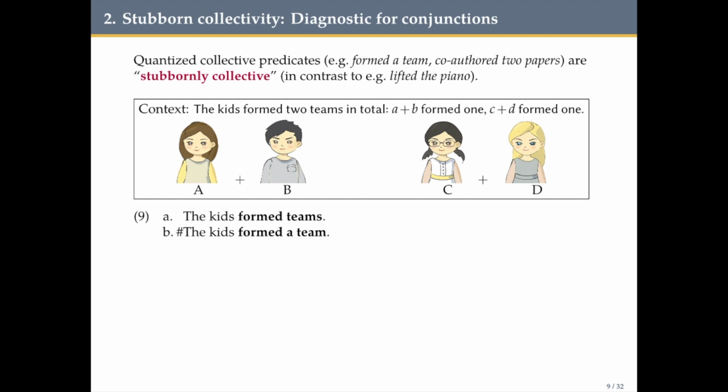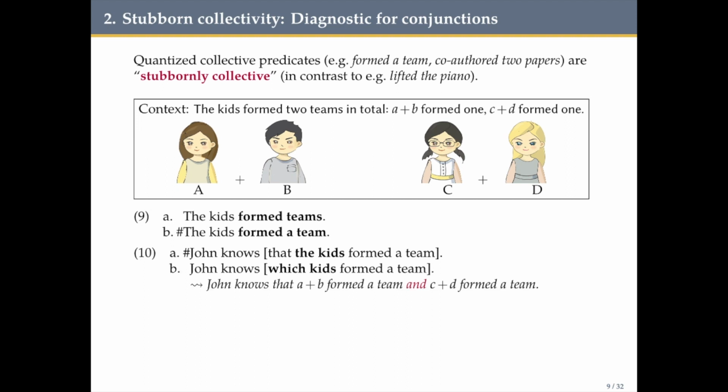Quantized collective predicates such as formed a team, co-authored 2 papers, are stubbornly collective. For example, imagine that the kids formed 2 teams in total, A and B formed 1 and C and D formed 1. In this context, it is okay to say the kids formed teams, but bad to say the kids formed a team. Further, 10a is infelicitous because the factive verb know embeds a false sentence. However, the corresponding question-embedding sentence is felicitous: John knows which kids formed a team.